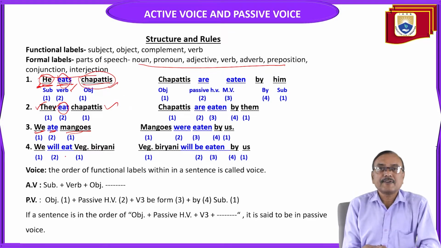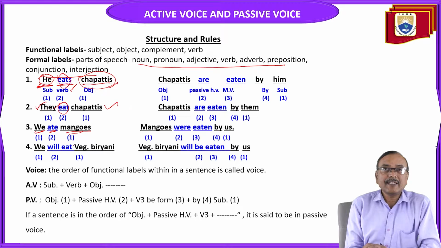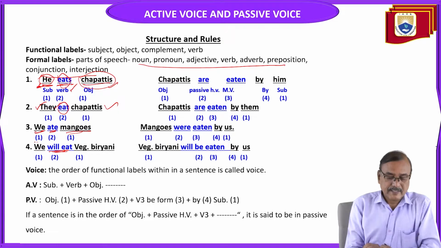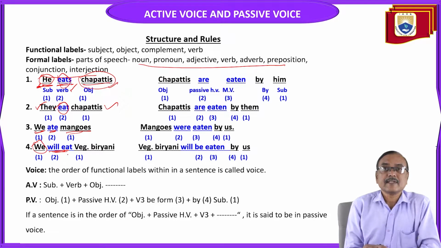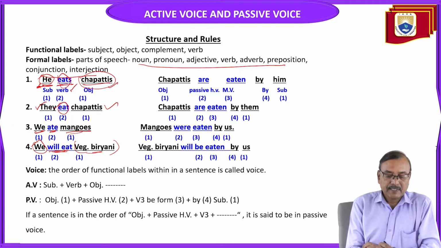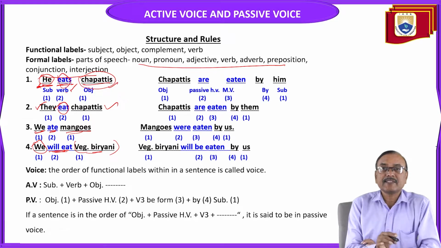Then see the fourth one. We will eat veg biryani. Will eat is the action. This is the verb. And who will eat here? We. This is the subject. What will be eaten here? Veg biryani will be eaten. This is the object. So subject, verb, object here: we, will eat, veg biryani.